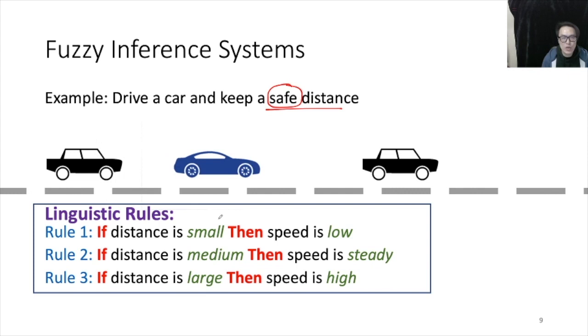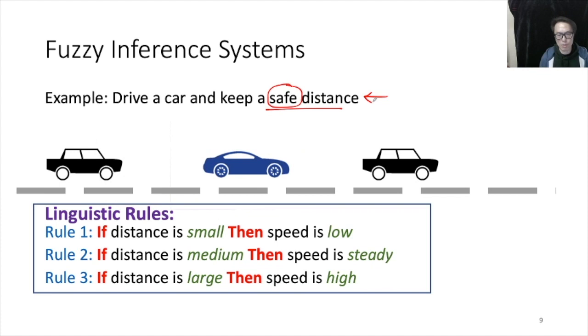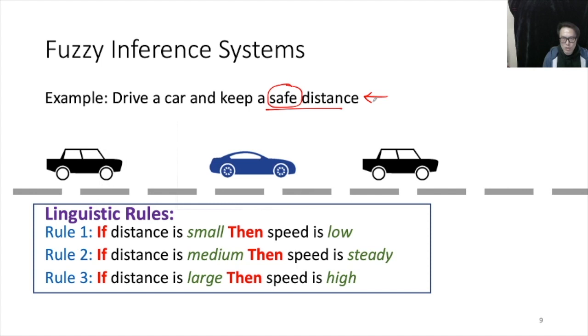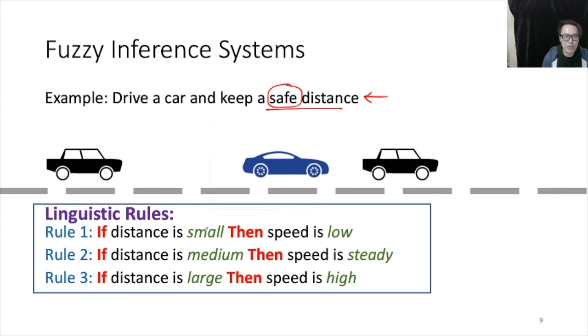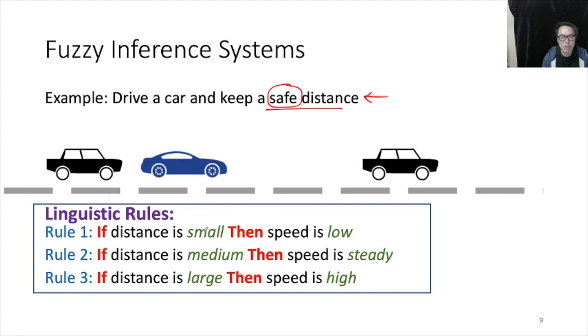That is one thing, the rule base of the fuzzy inference system. Different people will have different numbers of rules. We can refine this further. Maybe we can have the distance being very small. If the distance is very, very small, we have a different action. So it is up to us to define these linguistic rules and the number of them.